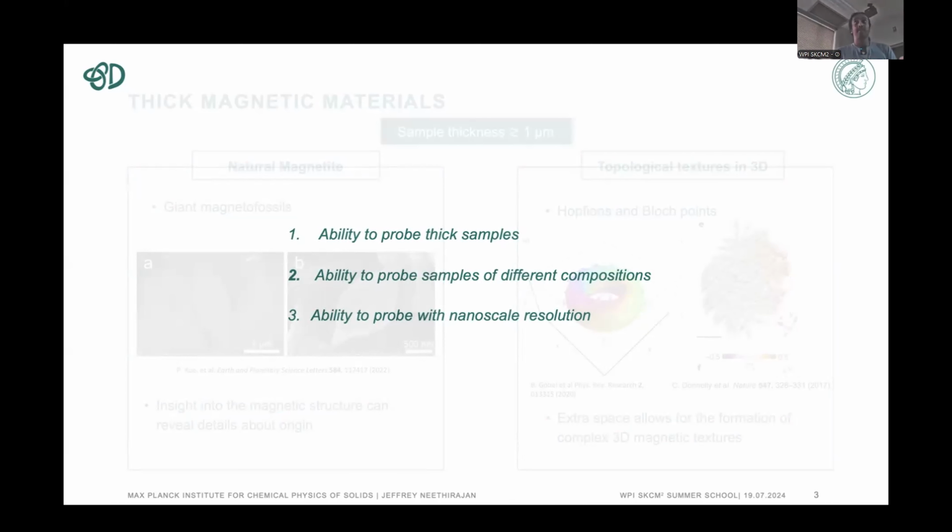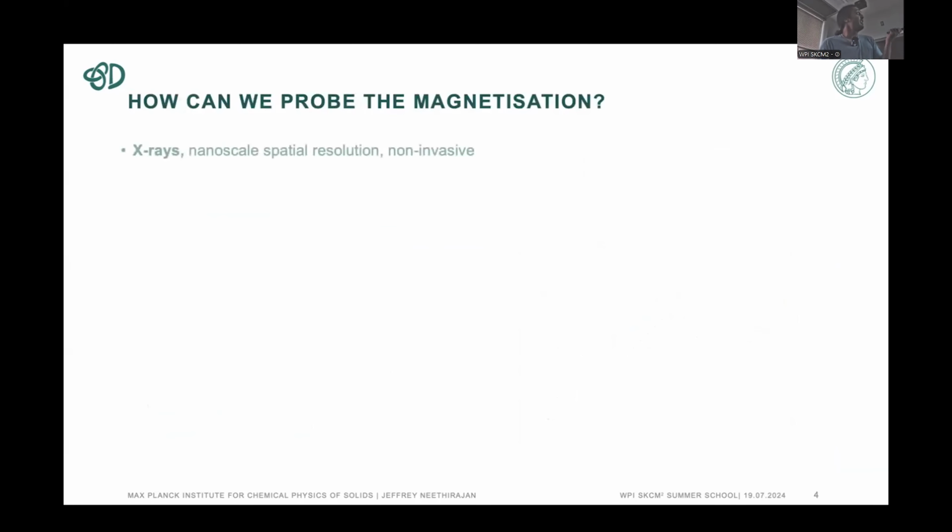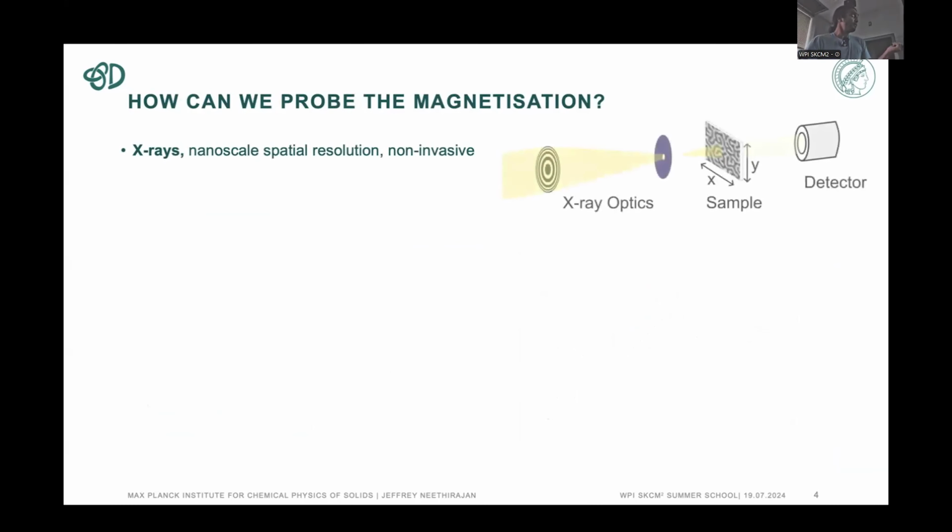A natural choice for such a demanding probe is X-rays, where we ensure nanoscale spatial resolution while being non-invasive. Imagine a simple experiment where you have X-rays, then you have a sample, and then you have a detector, where you just measure how much your sample is absorbing X-rays.